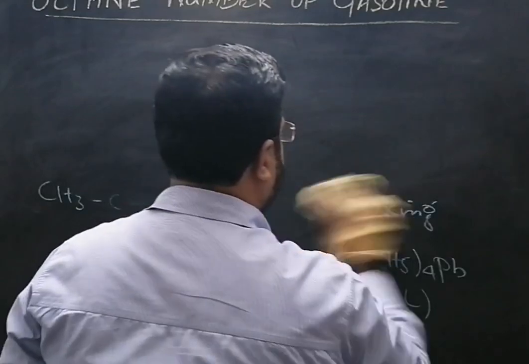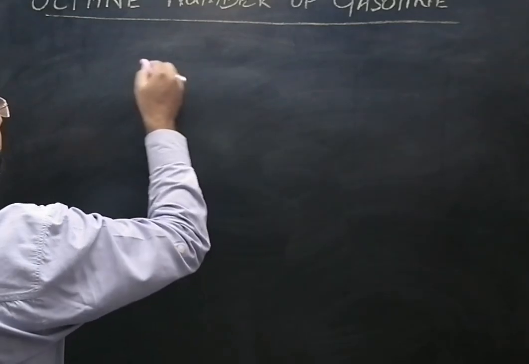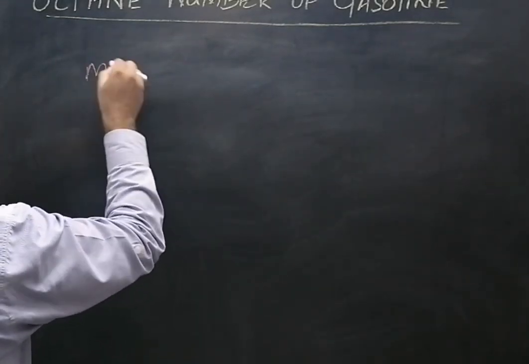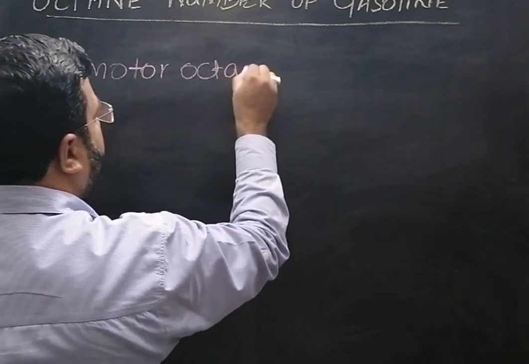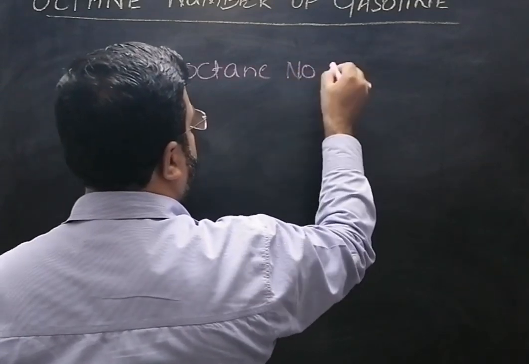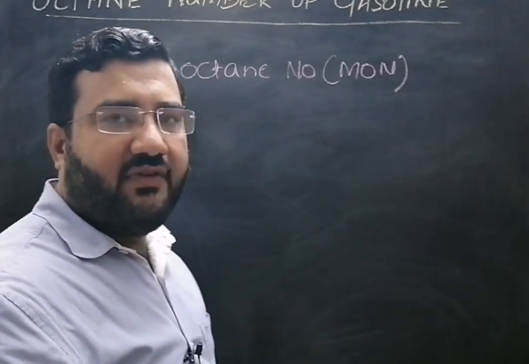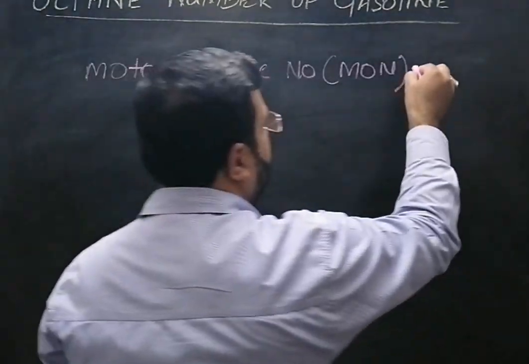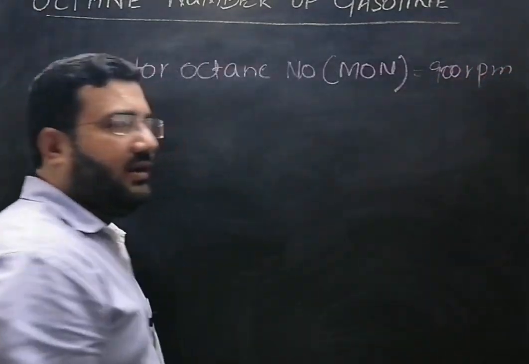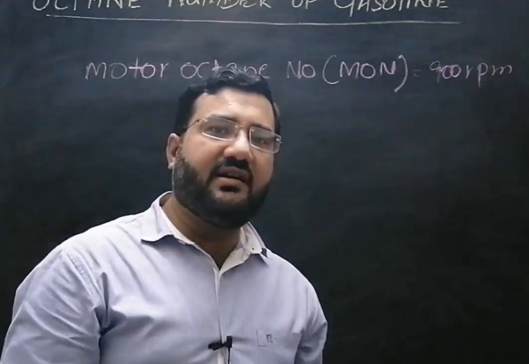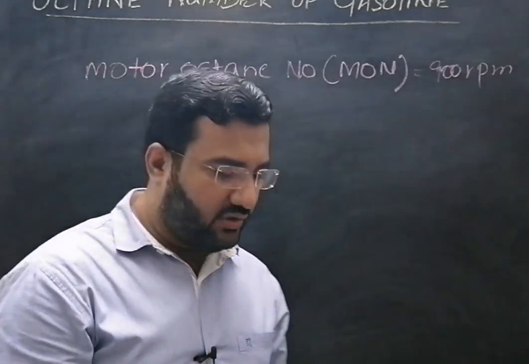Now, there are two types of octane numbers which are determined. One is called the motor octane number, MON, which is determined when the engine runs at 900 revolutions per minute. So if the test engine is running at 900 revolutions per minute, then the octane number of that fuel is called the motor octane number.